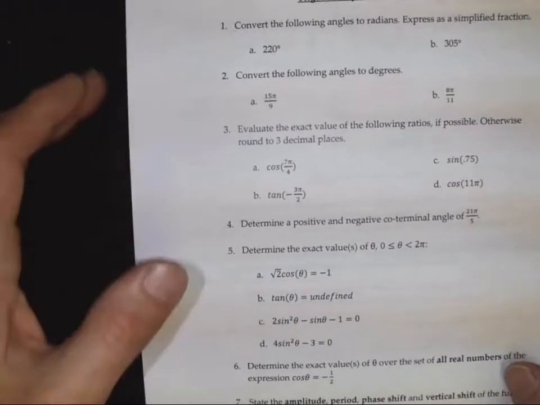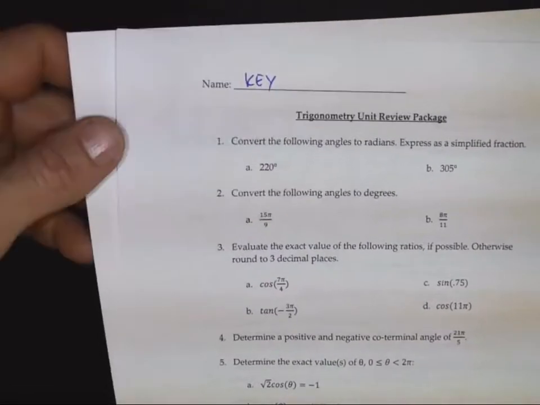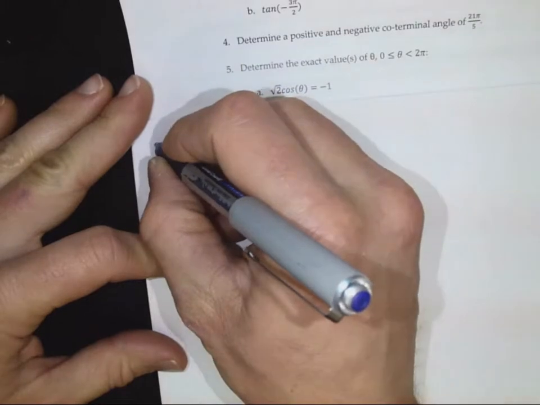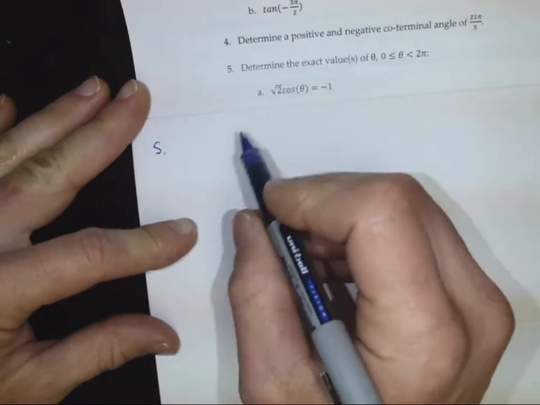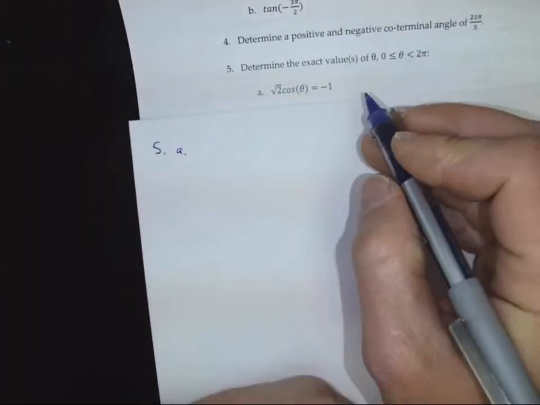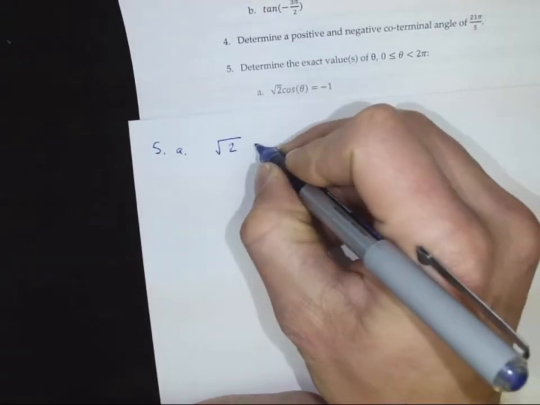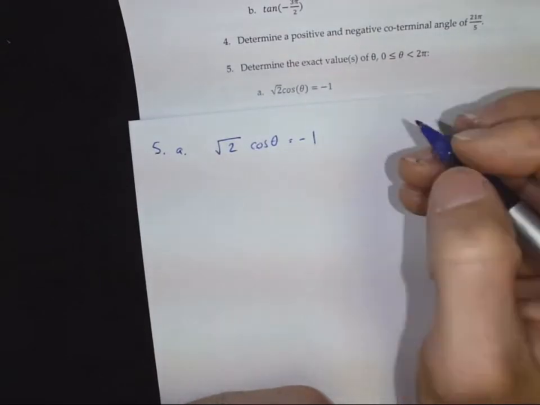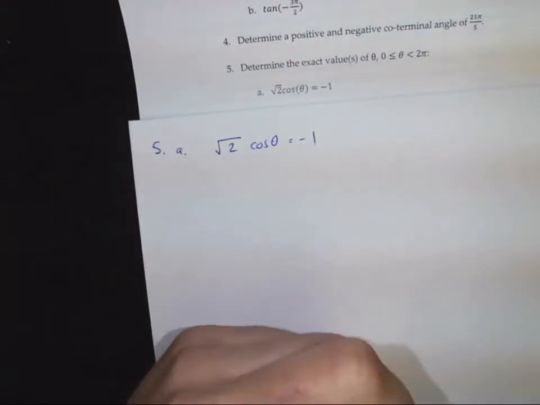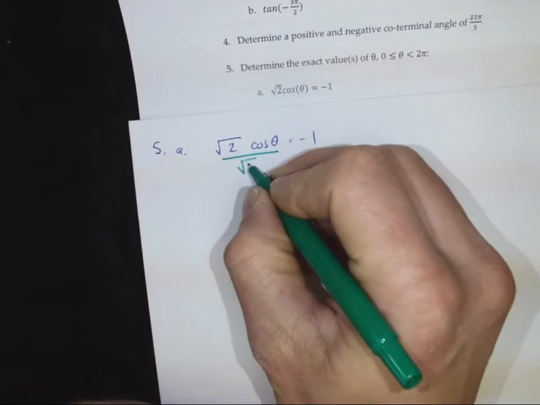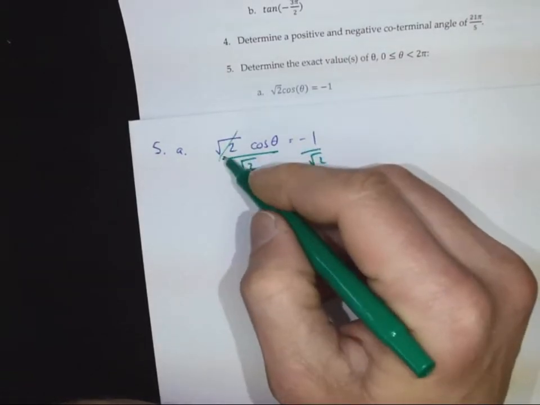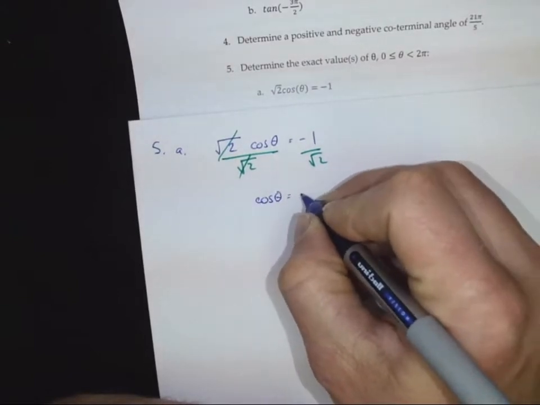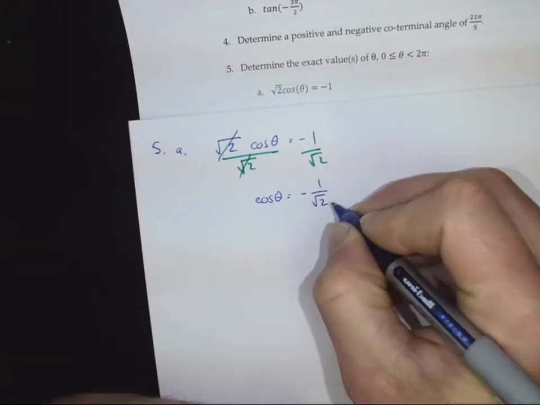Let's get on to some of the harder stuff. So question 5 asks us to solve a trig function. Okay. So we're asked to solve the equation 2 pi cosine theta is equal to negative 1. So the first thing we end up doing with these questions is we isolate the trig ratio. So we're going to isolate the trig ratio. And we get cosine theta is equal to negative 1 over root 2.